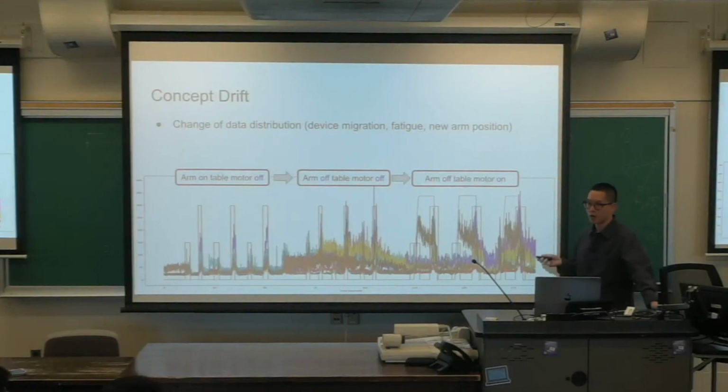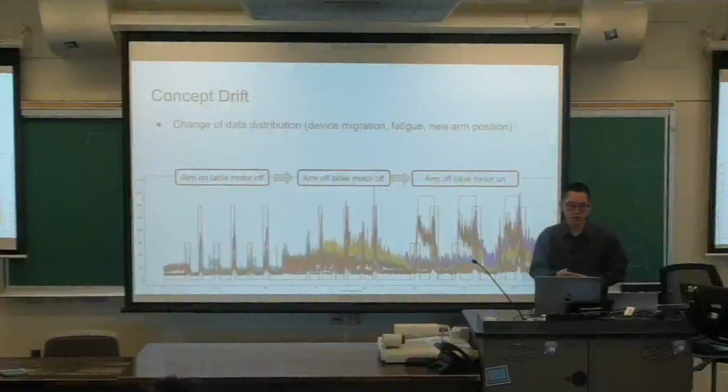Right, so it turns out that the problem that we have been talking about, the mismatch between the training set and test set, actually has a technical term in the literature, called concept drift. Concept drift is the change of data distribution. Again, I'm showing you the EMG signals as the patient moves their arm and the motor is on or off. You can see big changes in the EMG signal pattern when the arm changes position, etc.